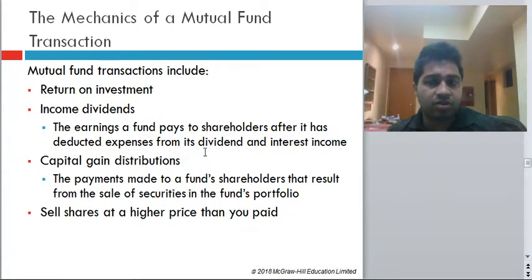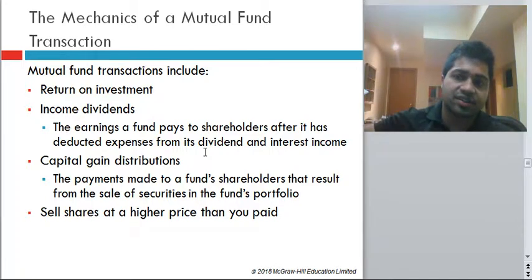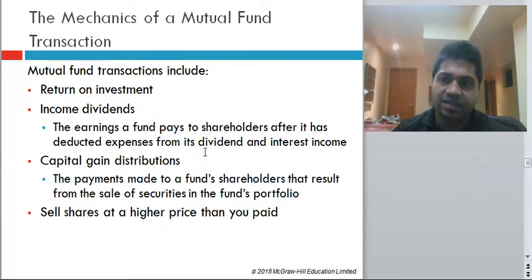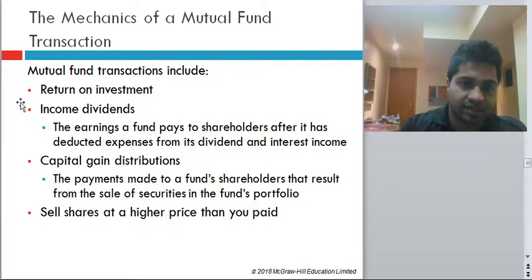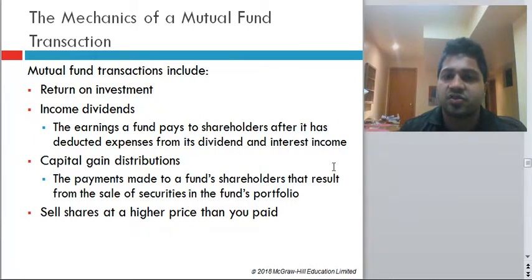Also, you can buy some units at price X, and if performance is good, they can increase in price and you can sell to another investor. That is also one form of gain. So a mutual fund will transfer capital gains, dividends, and interest income, whatever it is generating. Then you can buy at a certain price and sell at a certain price. Income distribution is the earnings a fund pays to shareholders after it has deducted expenses from its dividends and interest. Capital gain distribution is the payment made to mutual fund shareholders that results from the sale of securities in the fund portfolio, and you can sell shares at a higher price than you paid.